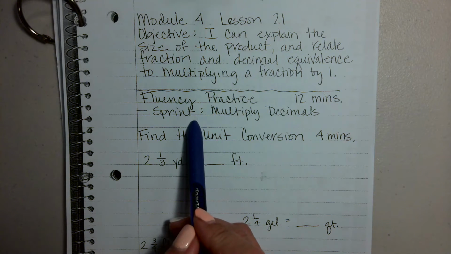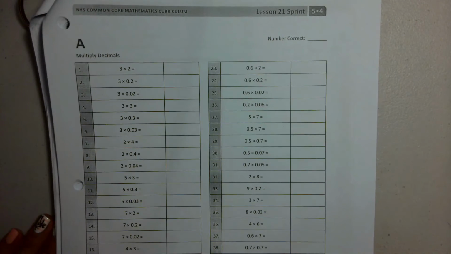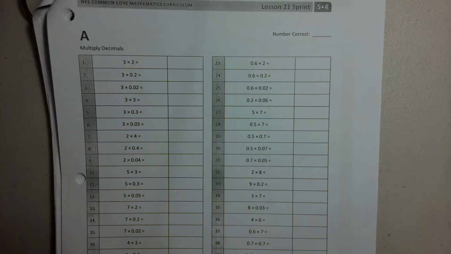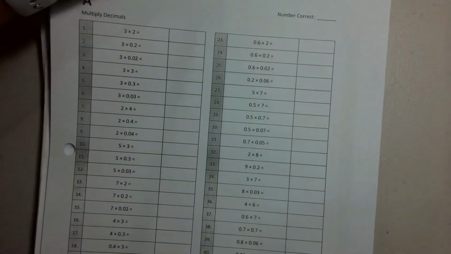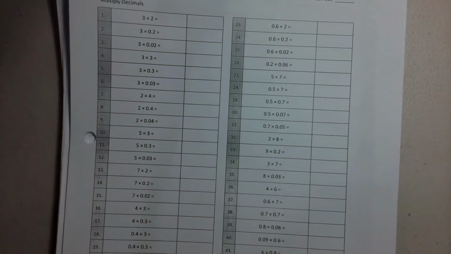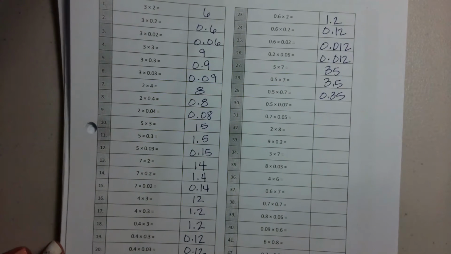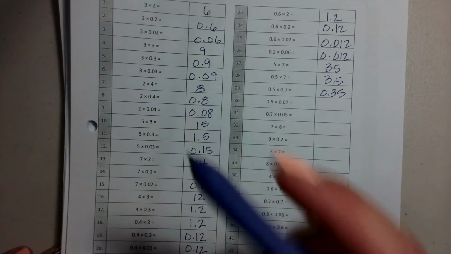All right, but before we begin, we're going to start with a sprint. So get out your lesson 21 sprint. You have 1 minute to complete as many multiplications, decimal and fraction, as you can in 1 minute. Okay, 1 minute. Are you ready? Go. All right, let's check our work together. How far did you get? All right, here we go.